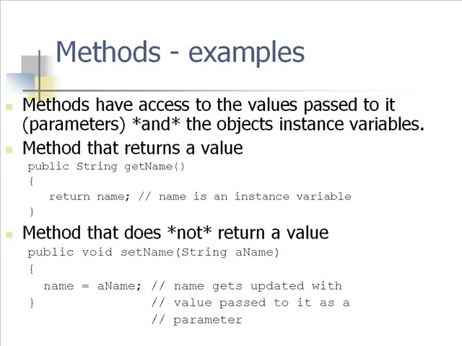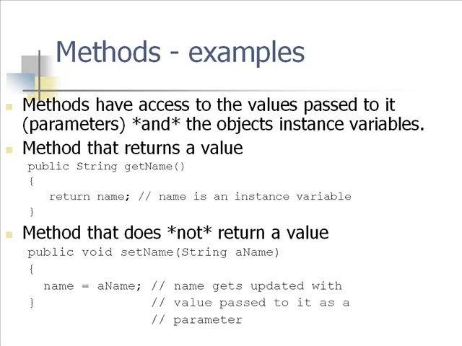Here's a method that does not return a value: public void setName. Notice that this one has no return statement. In fact, it can't have a return statement because we've declared it to be void, so it's not going to return anything. It does, however, have a parameter similar to what we saw in our constructor. Here, if we want to set the name of our student, we're going to pass it a string, and we're going to take that string that's stored in aname and put it into our instance variable called name.